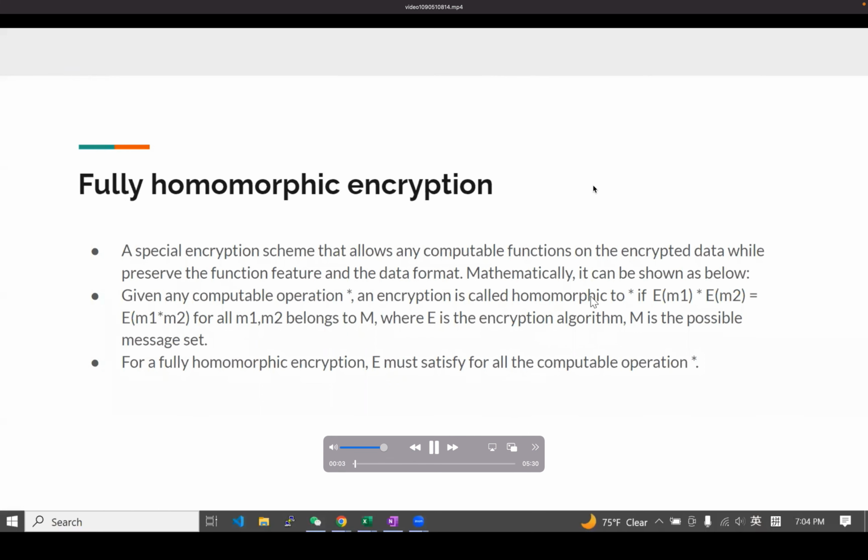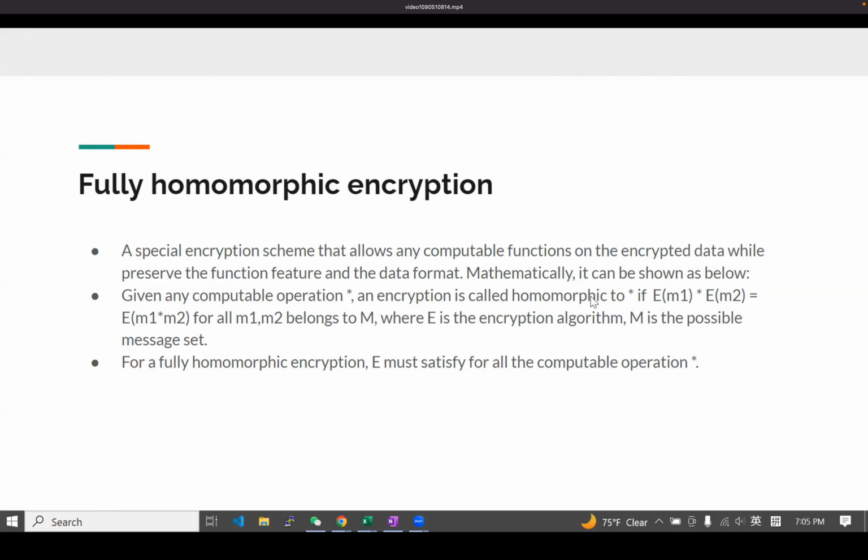Hello everyone, I'm Yufei Jin, and I'm going to present fully homomorphic encryption and its possible applications and current solutions in the industry in the following presentation. So, fully homomorphic encryption is a special encryption scheme that allows any computable functions on the encrypted data while preserving the function feature and the data format.